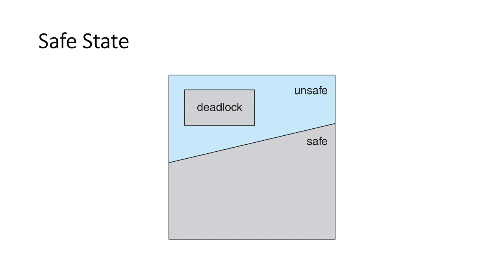Safe state means the system can allocate resources to each thread in some sort of order and still avoid a deadlock. So the rule here is: if a system is in a safe state, which is the gray area right here, then there are no deadlocks for sure. If the system is in an unsafe state, which is the blue area right here, then there is a possibility of a deadlock. So we want to make sure that the system will never enter that blue area, will never enter the unsafe state.